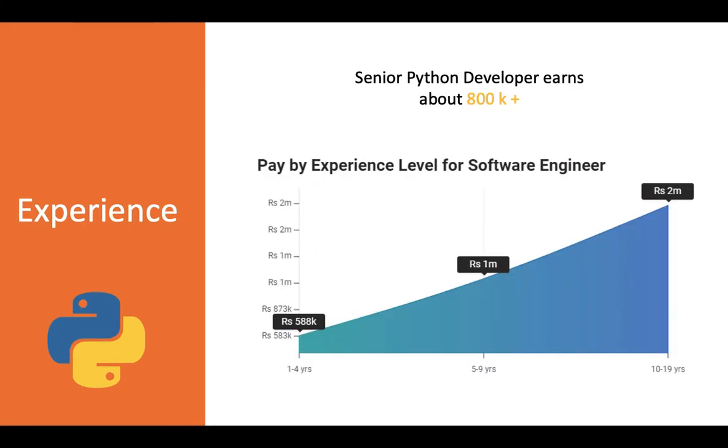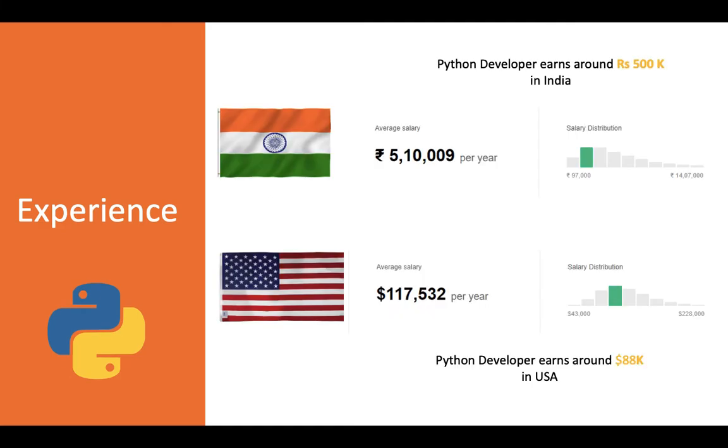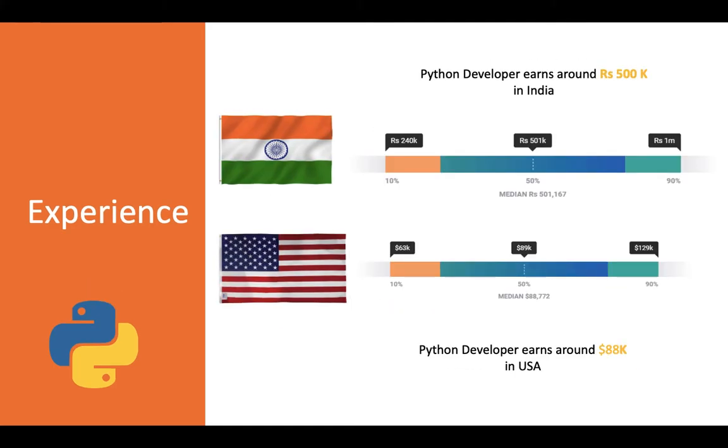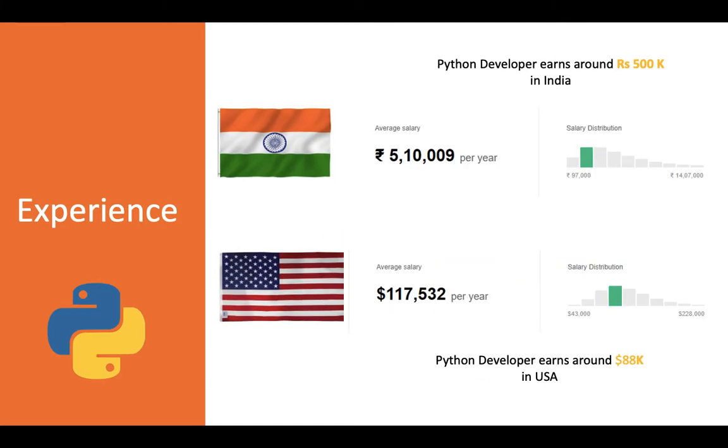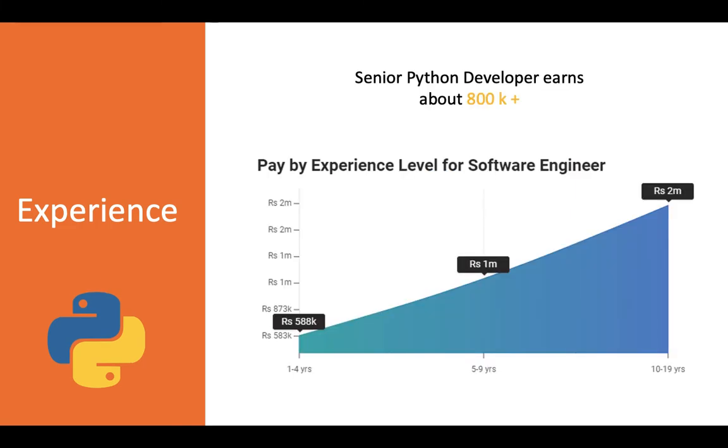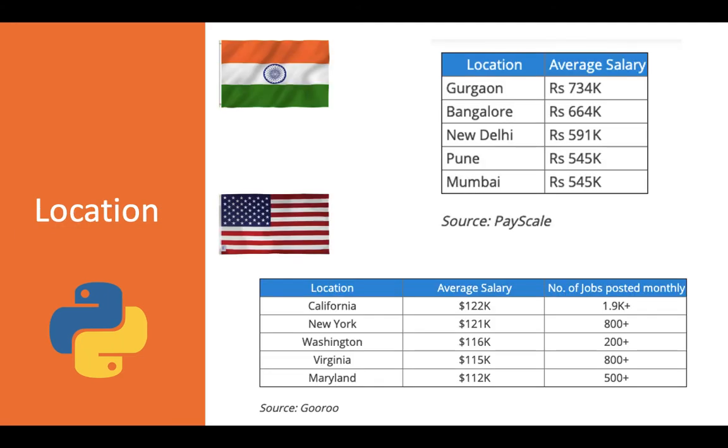Okay. So that also works depending on your experience, how much experience you have in the particular field you're working in. If you have 1 to 4 years of experience, you're going to get paid around 500K plus. If you have 10 years of experience, a decade, you're going to get around 1 million. Two decades would give you 2 million, something like a normal average salary if we calculate the things.